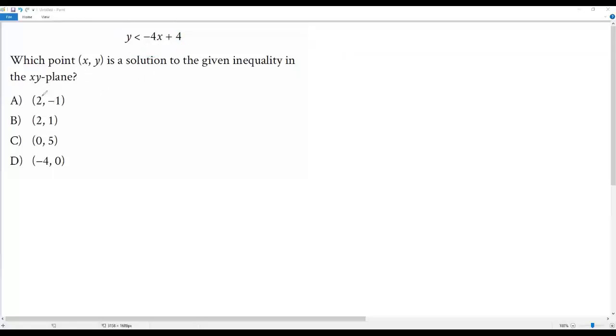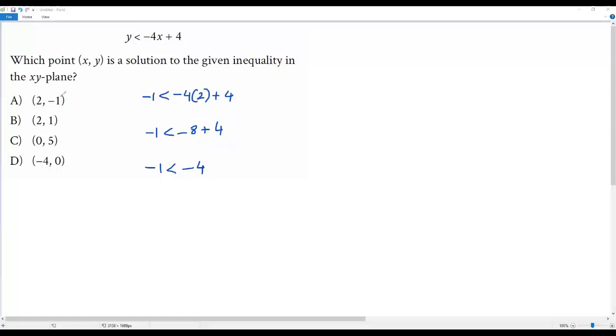Let me take the point in option A, that is 2 comma negative 1. In this point, the x coordinate is 2 and the y coordinate is negative 1. Now I have to plug in x equals 2 and y equals negative 1 into this inequality, and check whether the inequality is satisfied. So negative 1 less than negative 4 times 2 plus 4. When I multiply 4 times 2, it's 8, that is negative 8 plus 4.